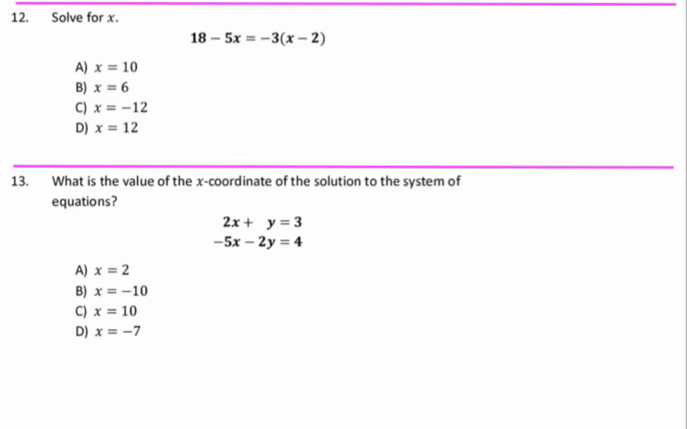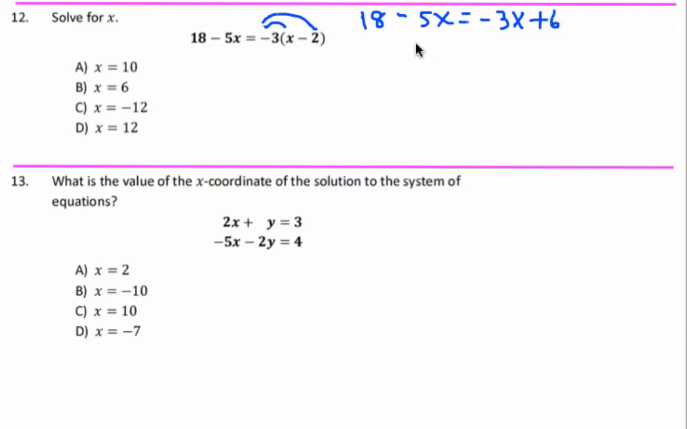Problem number 12 asks us to solve for x. Now, when we're done, we'll have x equal some number. The problem as it stands now is that this x here is stuck inside parentheses, so we'll need to distribute as our first step. So we'll get 18 minus 5x, distributing negative 3x. Negative 3 times negative 2 is positive 6.